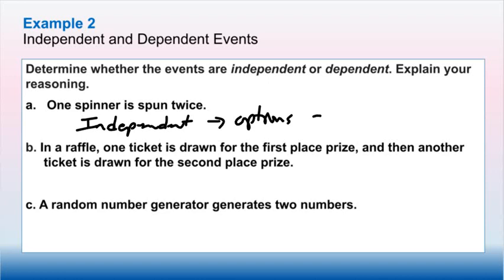Options, same. In a raffle, one ticket is drawn for the first place prize, and then another ticket is drawn for the second place prize. Since if somebody won the top prize, there's one less in there for the second drawing, so this would be dependent. And we would say no replacement.